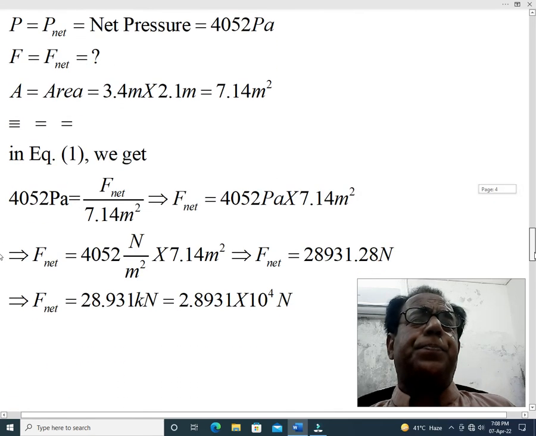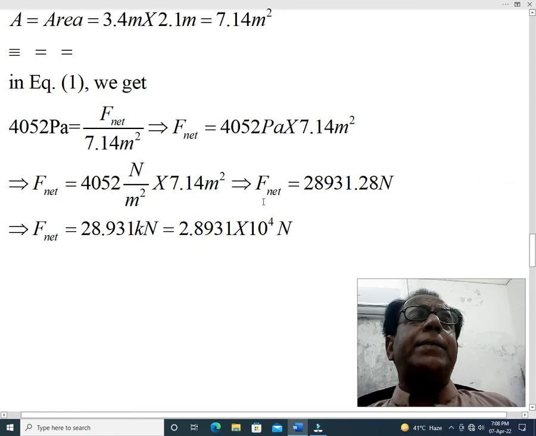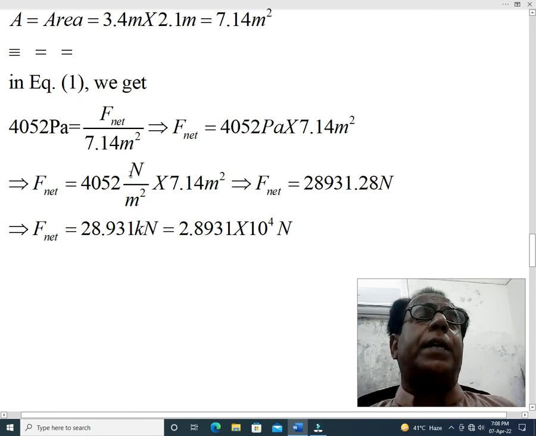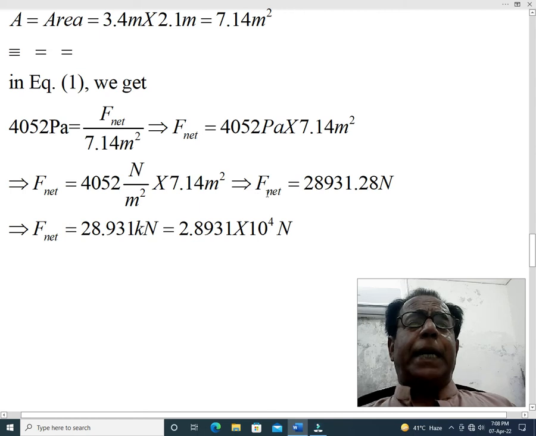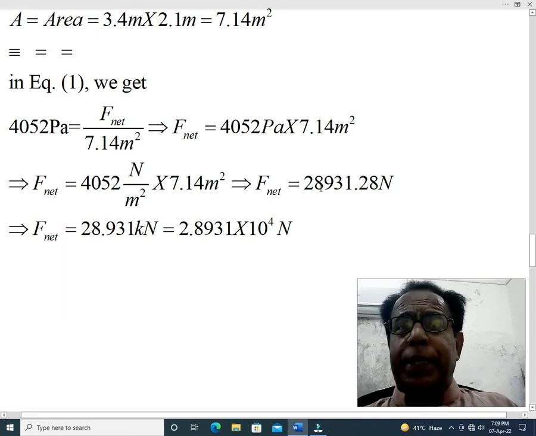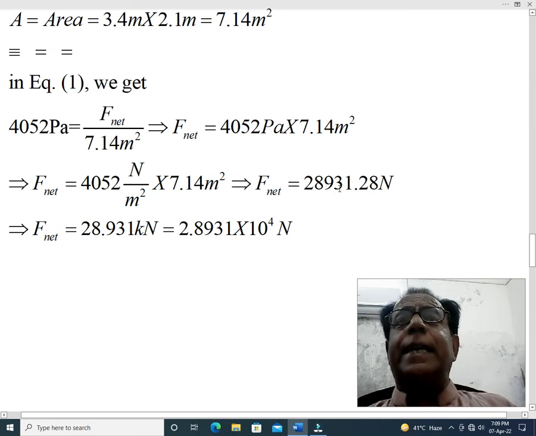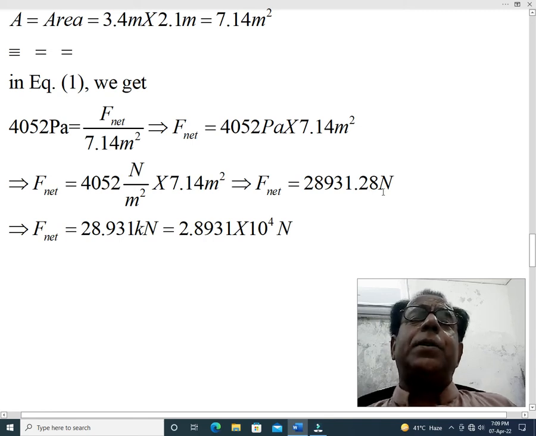So here in place of Pascal we have used Newton over meter square. So from here meter square will be cancelled out with meter square and net force will become in Newton. This implies that net force becomes equal to 28,931.28 Newton. We have reached our solution. We do not need further to express this quantity in other forms.